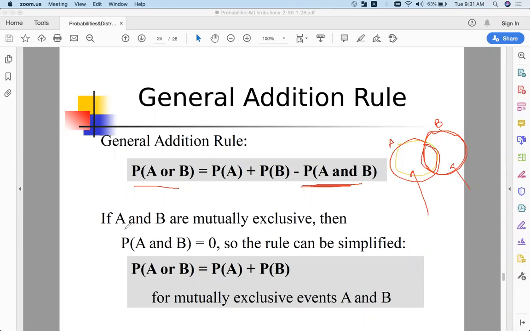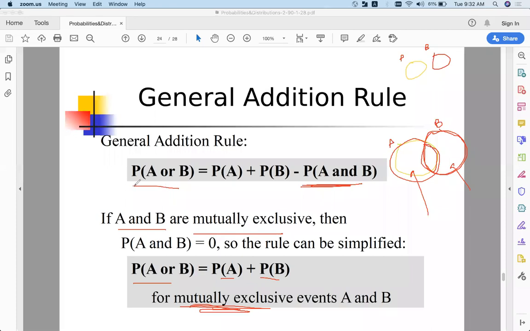If A and B are mutually exclusive, meaning, let's say you're having a child, it is a boy or a girl, the probability of both is 0. So the diagram looks something like this. If it is mutually exclusive, they do not have any intersection. So this number, probability of A and B, will become 0. So the probability of A or B is equal to probability of A plus probability of B, only for mutually exclusive events. Okay, only for mutually exclusive.